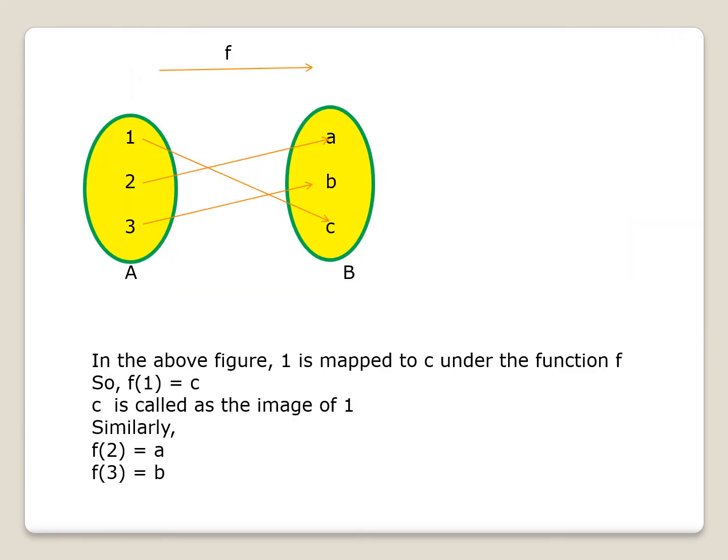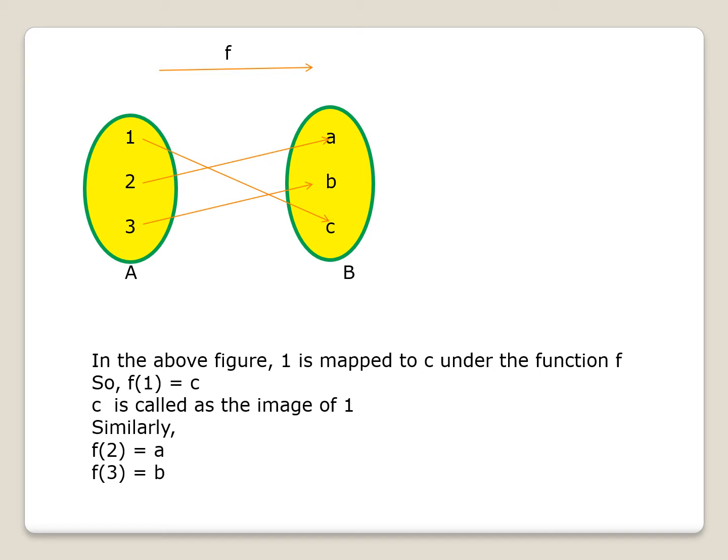Now this is the figure. We have two non-empty sets, set A and set B. Set A contains the elements 1, 2, 3 and set B contains the elements A, B, C. f is a function mapping the elements of A to the elements of B. Now look, 1 from the set A is mapped to C in B, 2 is mapped to A, whereas 3 is mapped to B. Now look, all the elements in the set A are mapped, 1, 2 and 3.